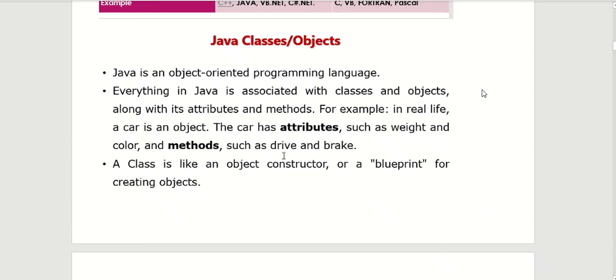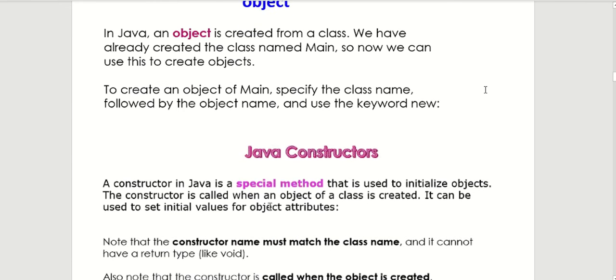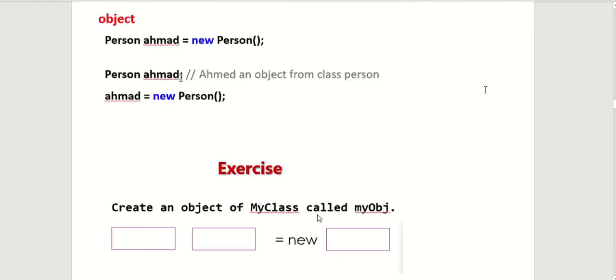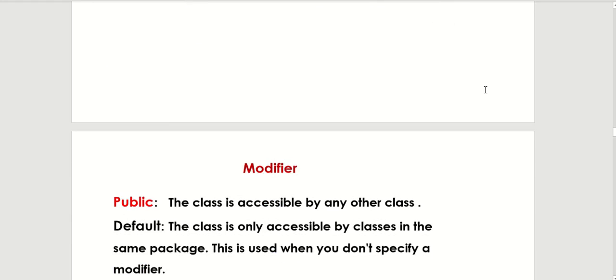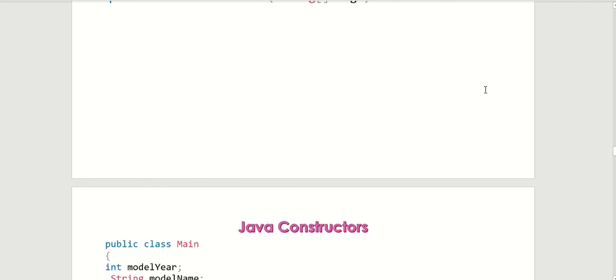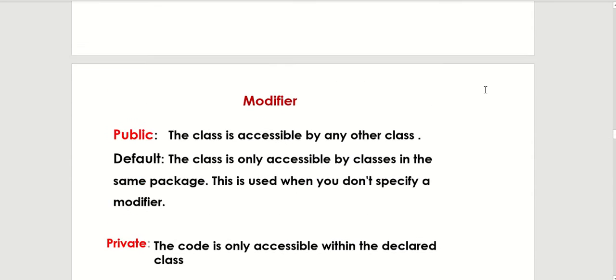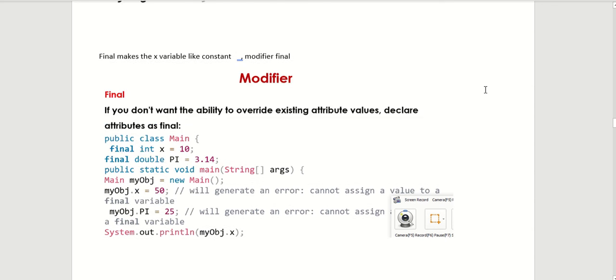Hello, in this video we'll discuss Java classes and objects. First we start with the class, then the object and the constructor, how to create an object, what the modifier is, and an example for Java constructors. We will do it practically through w3schools.com.